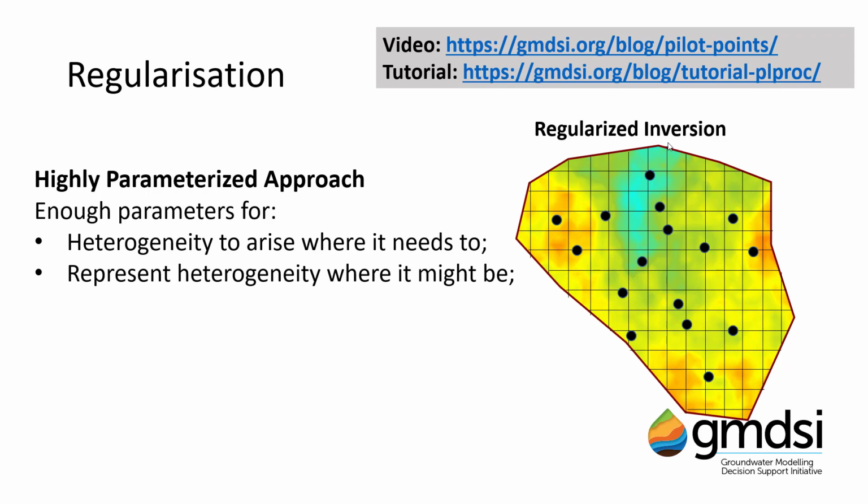This allows for varying parameter fields with a lower amount of adjustable parameters than, for example, all of the cells in the model, but once again increasing the amount of heterogeneity which can be represented through parameters in the model. Once again, there is a great video by John discussing pilot points and tools on how to apply them, as well as some tutorials which take you through the basics, available on the GMDSI website.